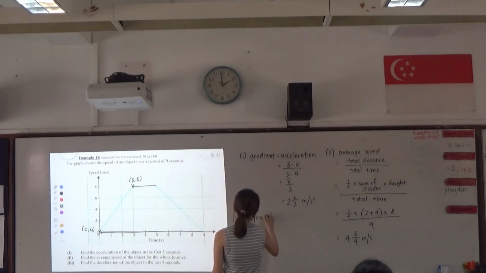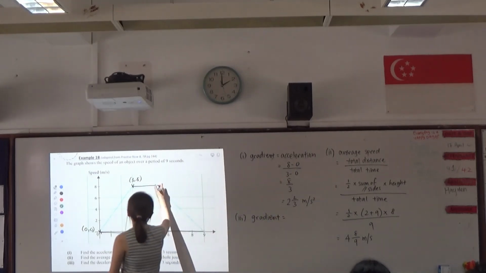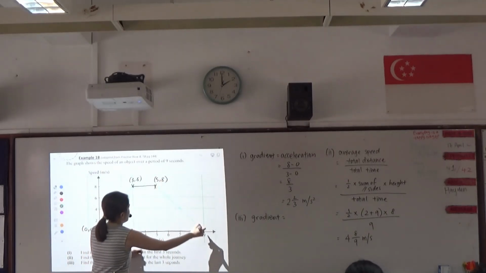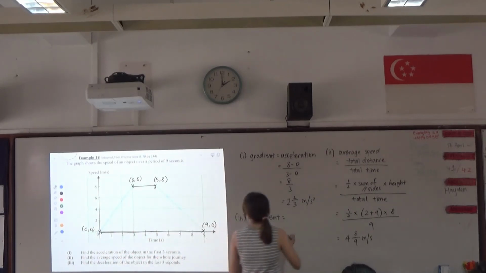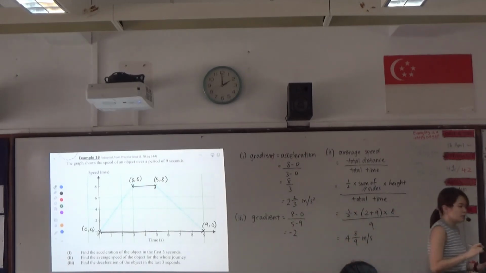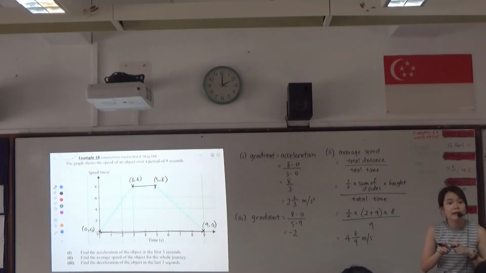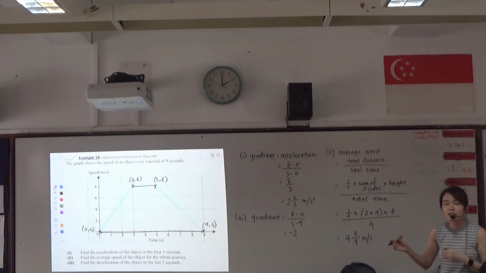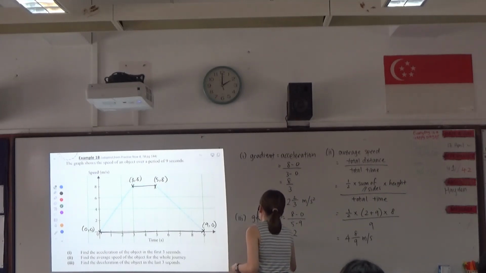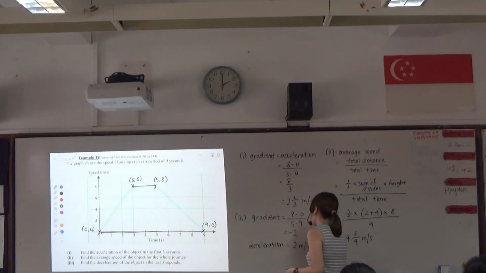Take note that gradient gives us acceleration. So if I were to take it as per usual, taking 2 coordinates here, which are (5, 8) and (9, 0), my gradient will be 8 minus 0 over 5 minus 9. That is negative 2. But what is my deceleration? Is it negative 2? No. Our deceleration will be the positive value, 2 meters per second squared, because deceleration itself, you all expect a negative gradient.